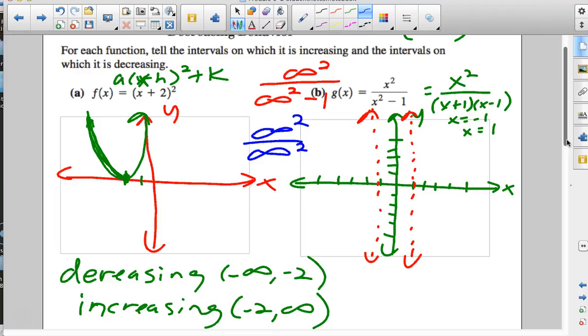And we treated this as if it were a variable. What would happen to infinity squared over infinity squared? It would be 1. That is our horizontal asymptote. Y equals 1.